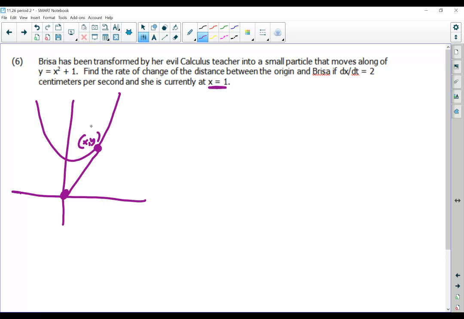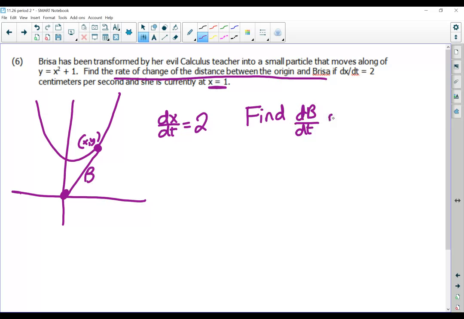Okay. It does give me that dx/dt is 2, and she's currently at x equals 1. So we're trying to find the rate of change of the distance between the origin and Brisa. So let's call this B for Brisa, and we're trying to find dB/dt when x is 1. And this is what we have, y equals x squared plus 1. Okay, so let's figure out what we need to do here.